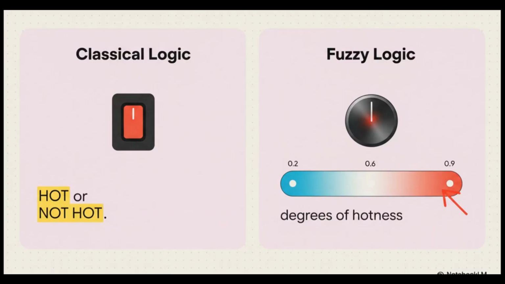Let's go back to that temperature example, because it makes it crystal clear. With classical logic, you're stuck. It's either hot or it's not hot. That's it. But with fuzzy logic, now we can get descriptive. We can say the temperature has a hotness value of 0.2, slightly warm, or maybe 0.9, which is very hot. It's just so much more precise.